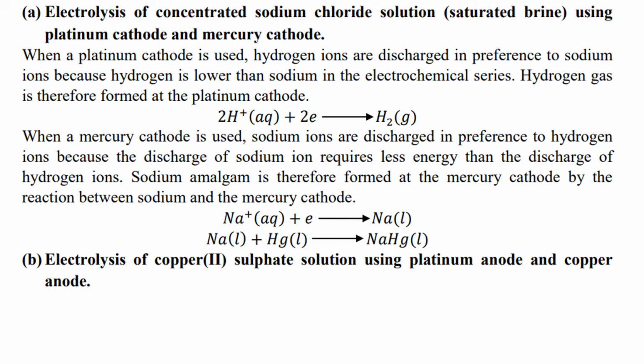Now we are going to explain the nature of electrode in two parts. We are going to first look at preparation of sodium hydroxide, and then using copper as the electrodes, which we are going to look at under the next explanation. Let's first look at the electrolysis of sodium chloride, which is the preparation of sodium hydroxide that I've just been explaining, using brine or concentrated solution of sodium chloride, using a platinum cathode and also mercury.